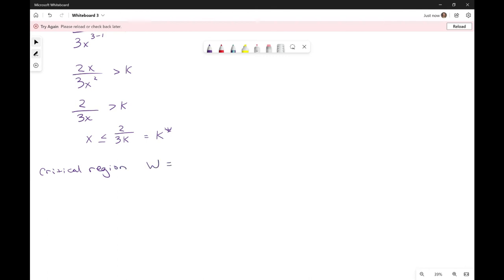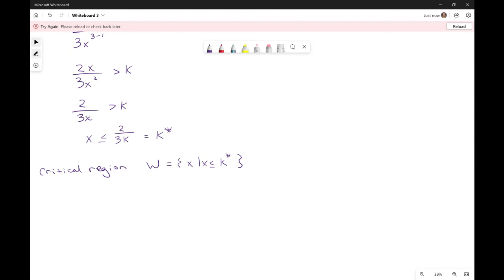So this lemma tells us that the critical region can be represented by W, where X is less than or equal to K star. Next we have to find the value of K star such that its significance level is what was mentioned in this example, which was alpha 0.05.